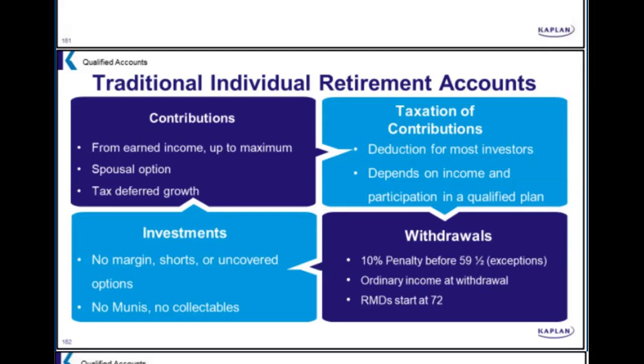Once I'm at retirement age, which according to the IRS is 59 and a half or greater, any income that I withdraw would be treated for tax purposes just like my ordinary income. It would be taxed at whatever my tax bracket is, my marginal tax rate.